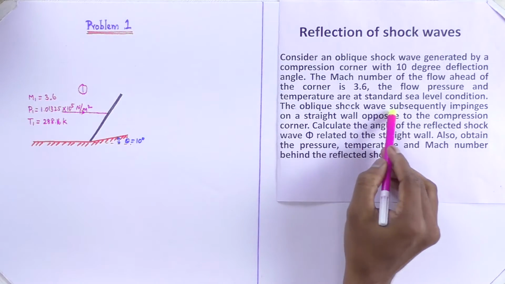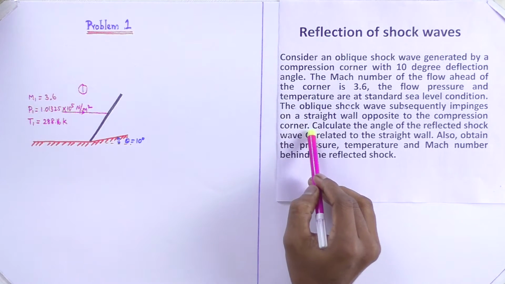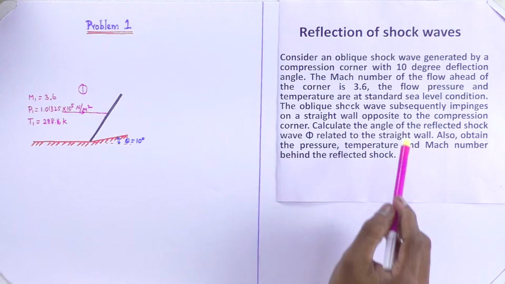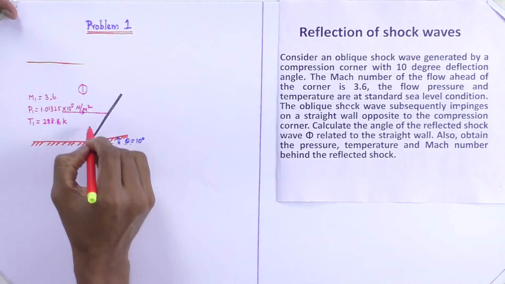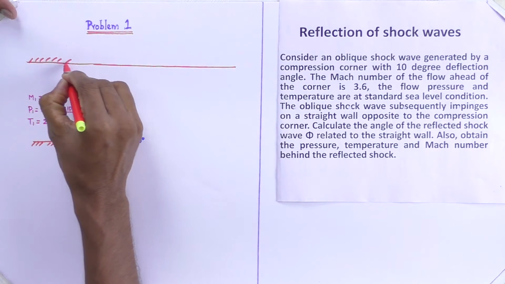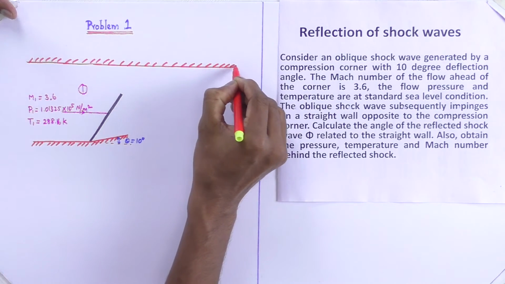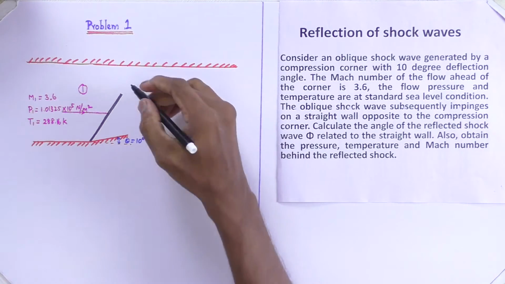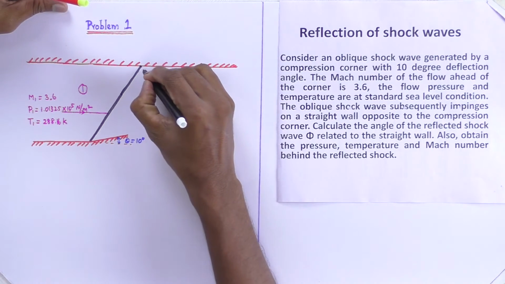The oblique shock wave subsequently impinges on a straight wall opposite to the compression corner. See, we have a straight wall here opposite to this compression corner. So this oblique shock wave impinges on this straight wall. It is going to impinge here and it will get reflected.